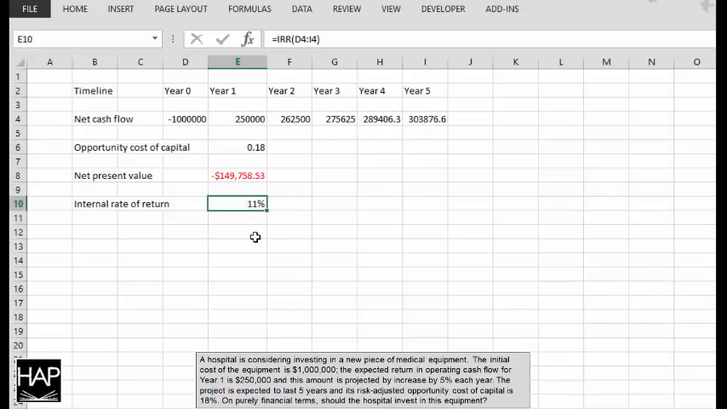And it gives me an IRR of 11%. So this 11% is lower than the 18% cost of capital, which means that it's not returning the same amount that I would expect in a similar investment. So since the internal rate of return is lower than the cost of capital, and we have a net present value that's negative, we should not invest in this project. The project does not generate enough operating cash flows to compensate the hospital for its investment cost.